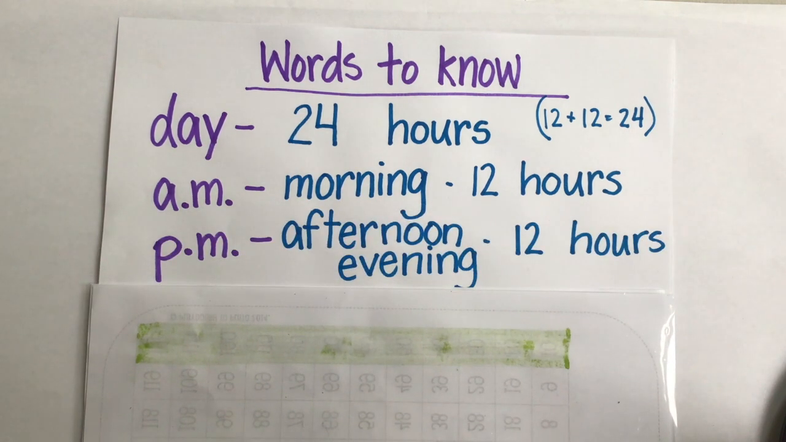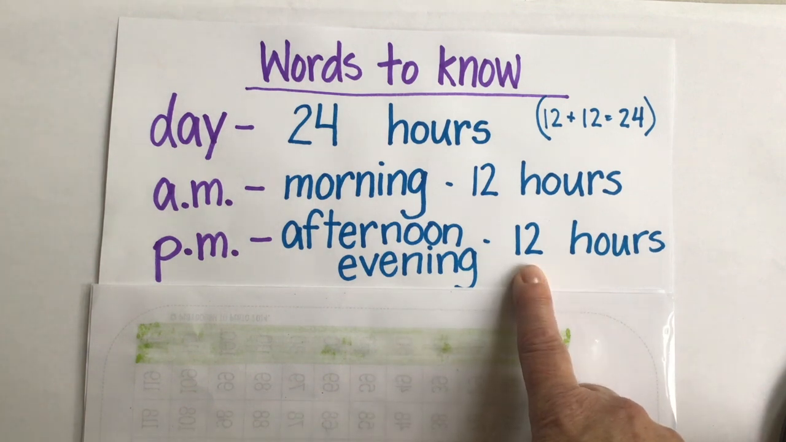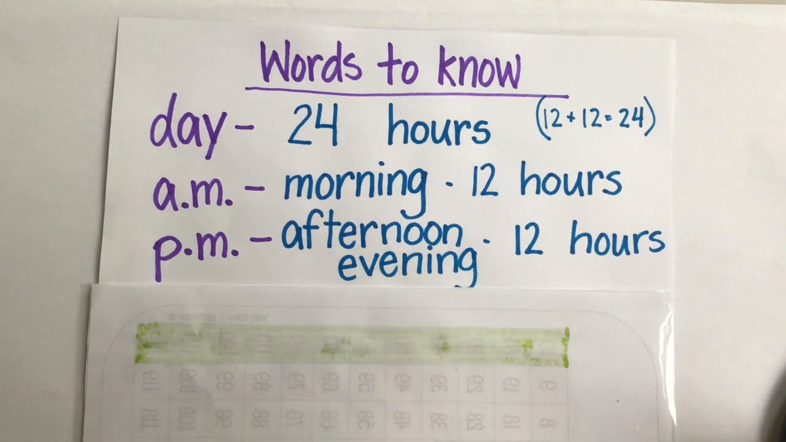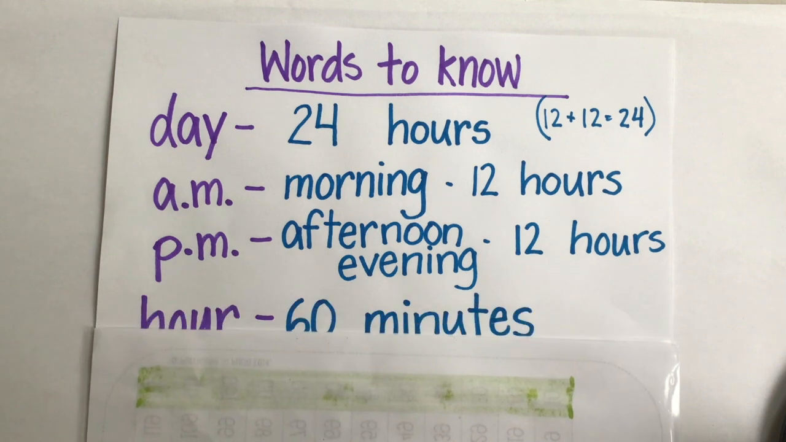PM means the afternoon or the evening. And this is when we go around the clock a second time for another 12 hours, from 12 o'clock all the way around again until 12 o'clock. So we do that twice every day, AM and PM.